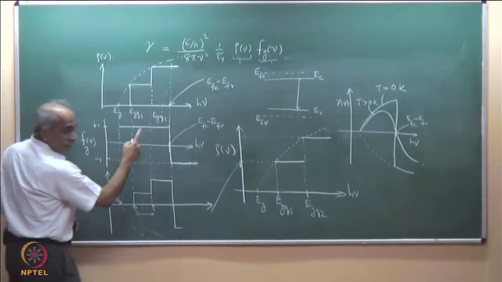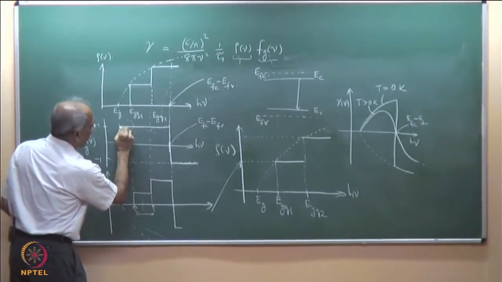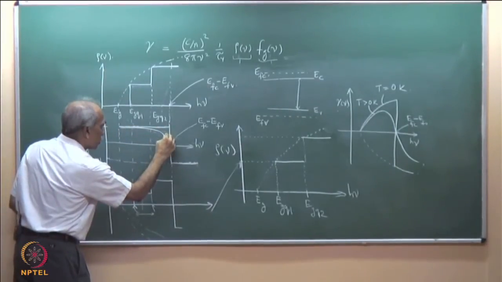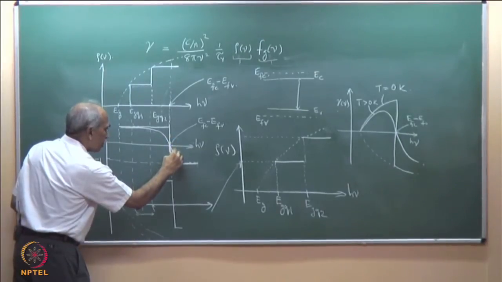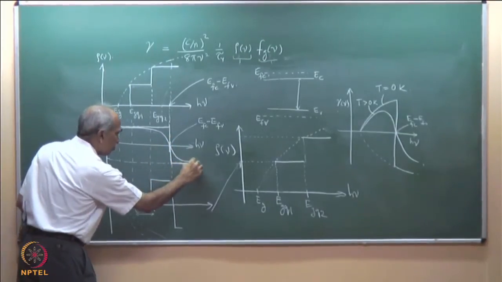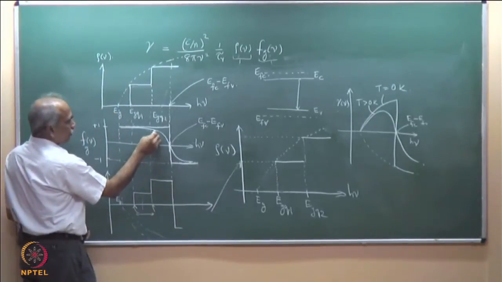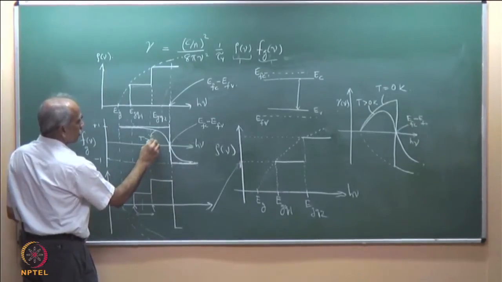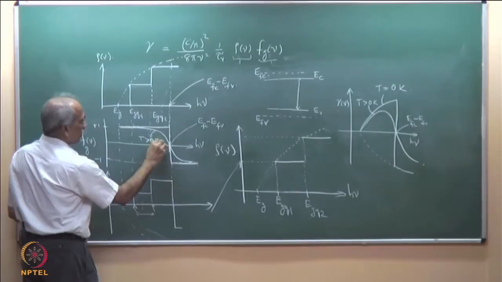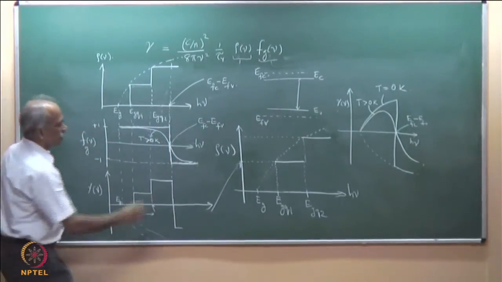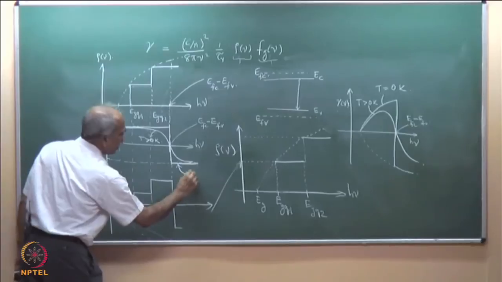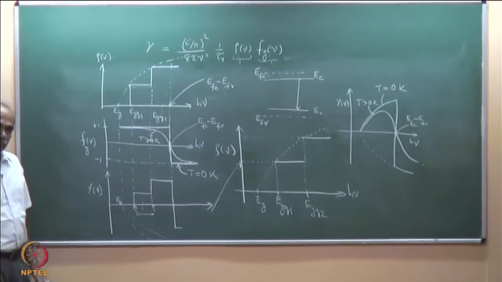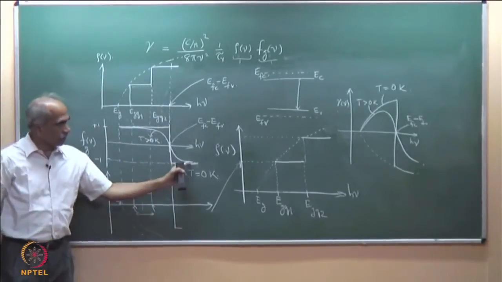If I go for a finite temperature, Fg of nu will get modified. So this will get modified and will cross here and go in this fashion. So this is Fg of nu for T greater than 0 K. The step function was for T equal to 0 K. Fg of nu does this just as before.